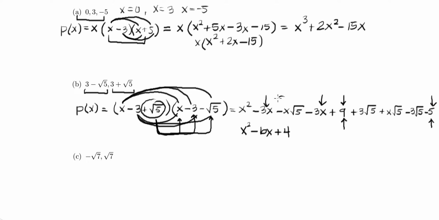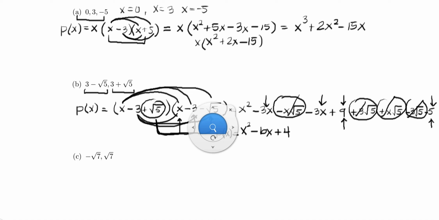And then you'll notice that this thing will cancel with this thing. So those guys are going to cancel each other out. And then this guy here is going to cancel also with this guy here. So those guys cancel out. And all you have left is x squared minus 6x plus 4. And this is our polynomial function. P of x equals x squared minus 6x plus 4. All right, let's try another example.